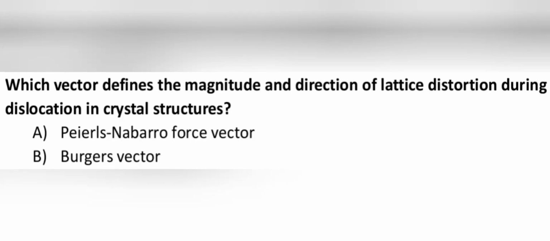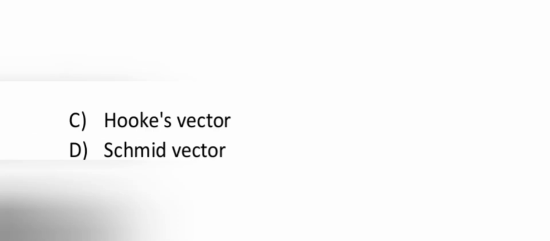So the first question: which vector defines the magnitude and direction of lattice distortion during dislocation in crystal structure? We are given different types of vector: Peierls-Nabarro, force vector, Burgers vector, Hooke's vector, and Schmid vector. We have to find which vector defines the magnitude and direction of a lattice distortion. Among these, the answer is Burgers vector.